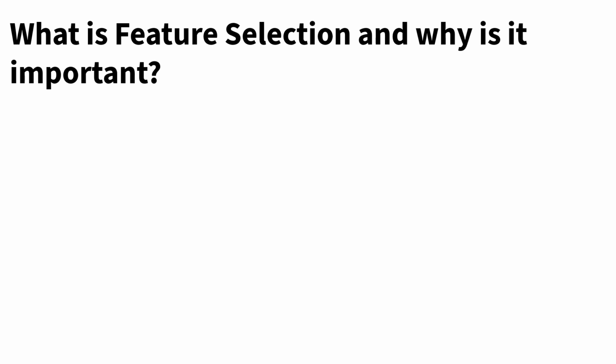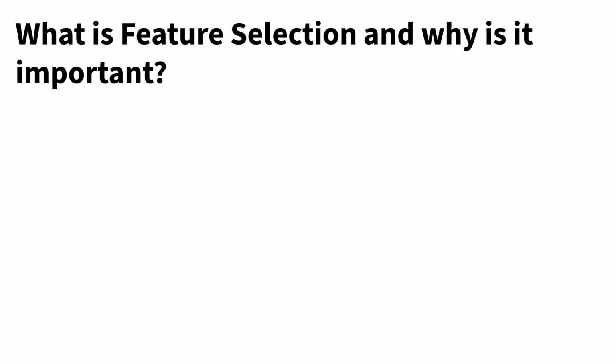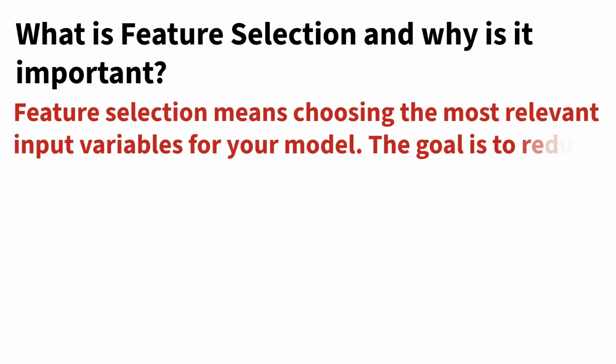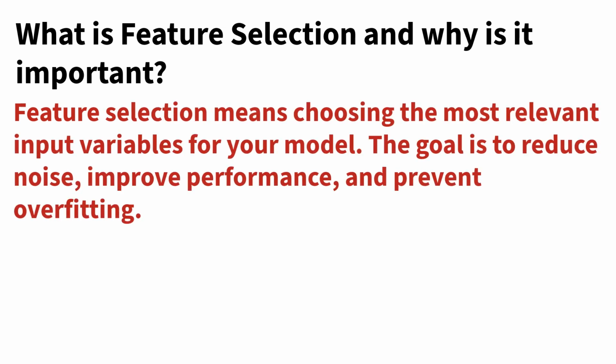What is feature selection and why is it important? Feature selection is like packing for a trip. Take what you need, leave what slows you down. Feature selection means choosing the most relevant input variables for your model. The goal is to reduce noise, improve performance, and prevent overfitting. Unnecessary features can confuse the model or increase training time.